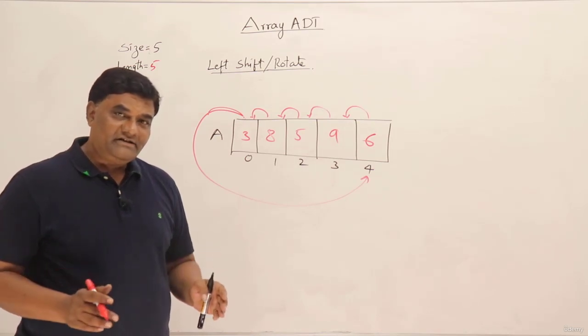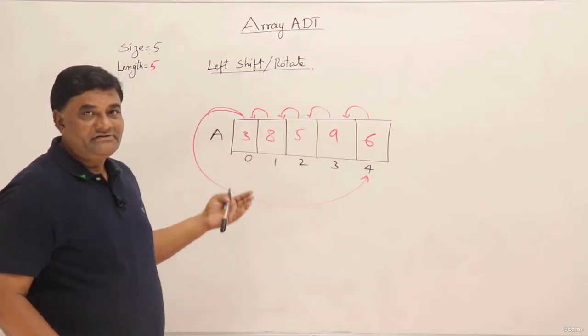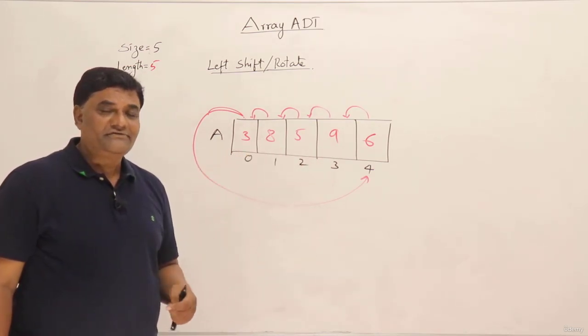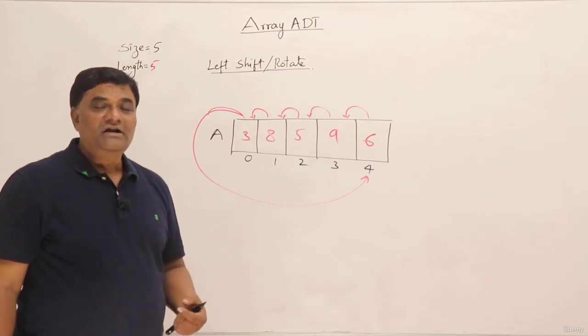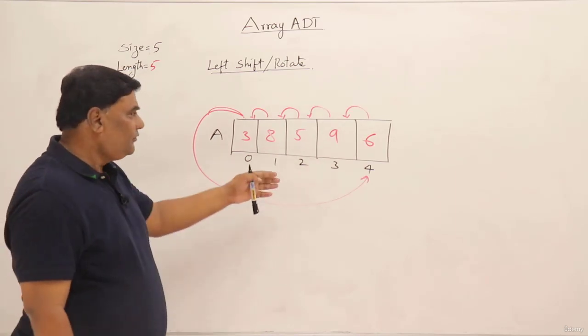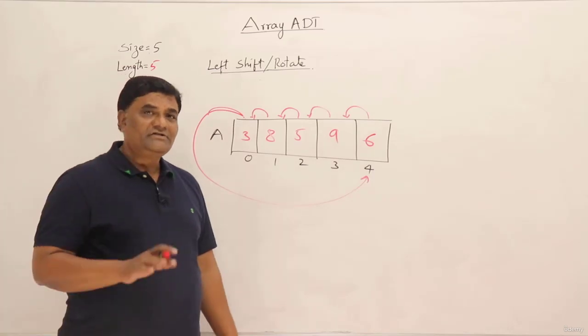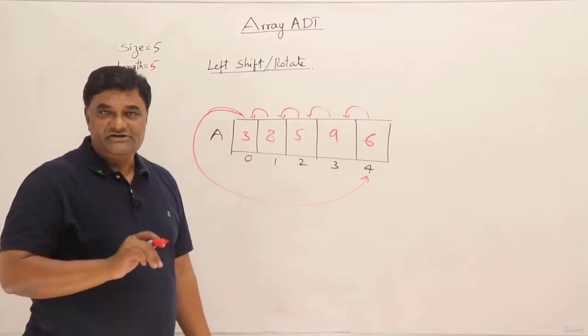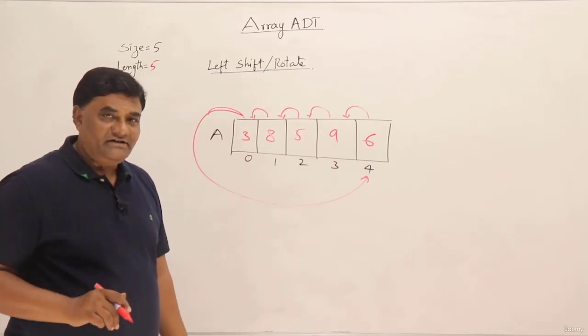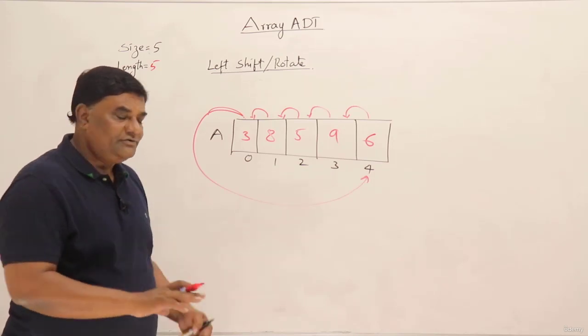How much time has it taken? We have moved n elements, so the time is order of n. Shifting takes order of n time. And if you have to rotate, you can keep hold of the first element and copy it at the last. So this is called left shift and left rotation. Now what is the use actually? For explaining the use, I'll show you.